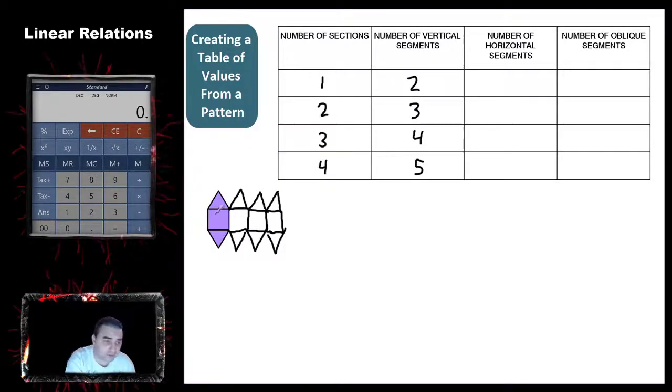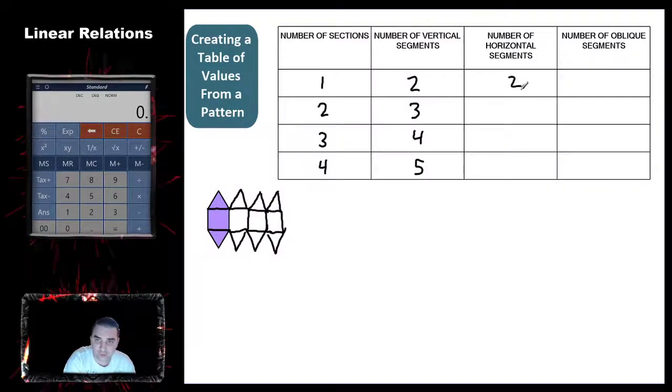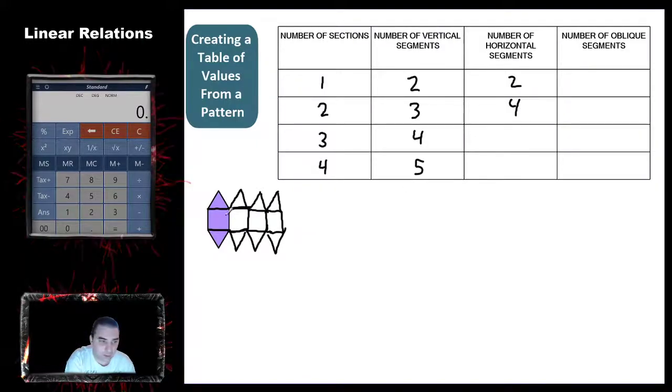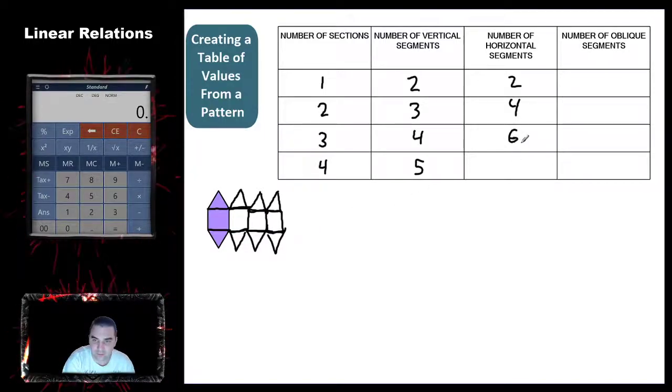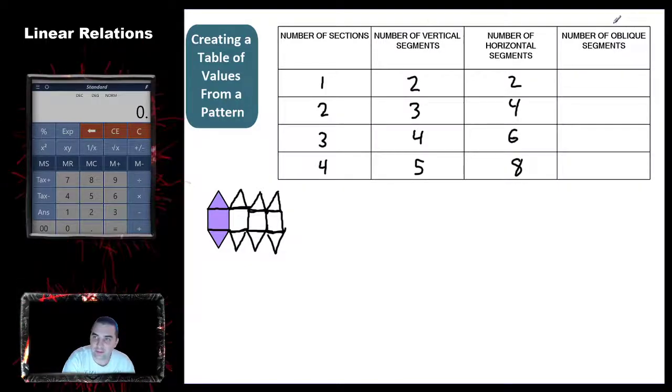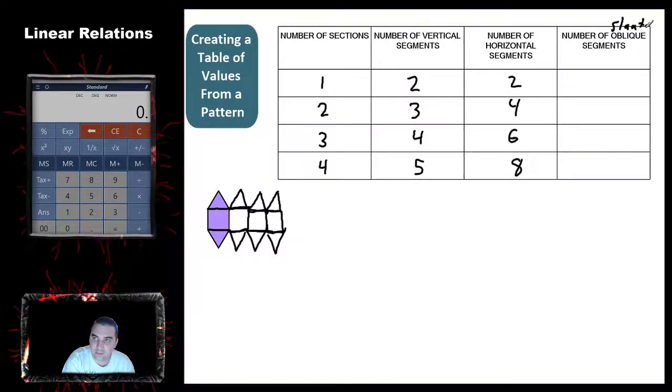Number of horizontal segments. So horizontal is sideways like this. We've got 1, 2, and then we've got 1, 2, 3, 4, then 1, 2, 3, 4, 5, 6. So it's going up by 2 every time: 2, 4, 6, and 8.